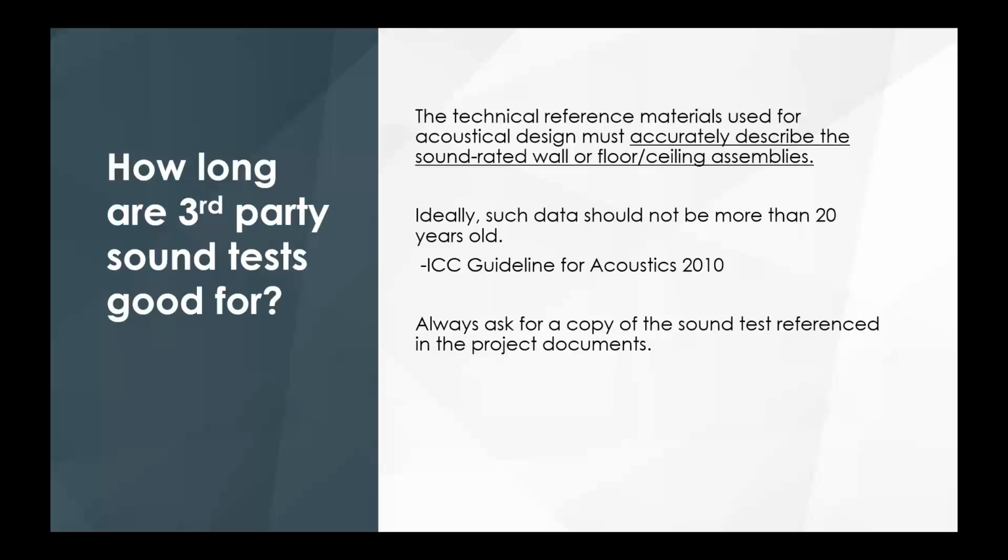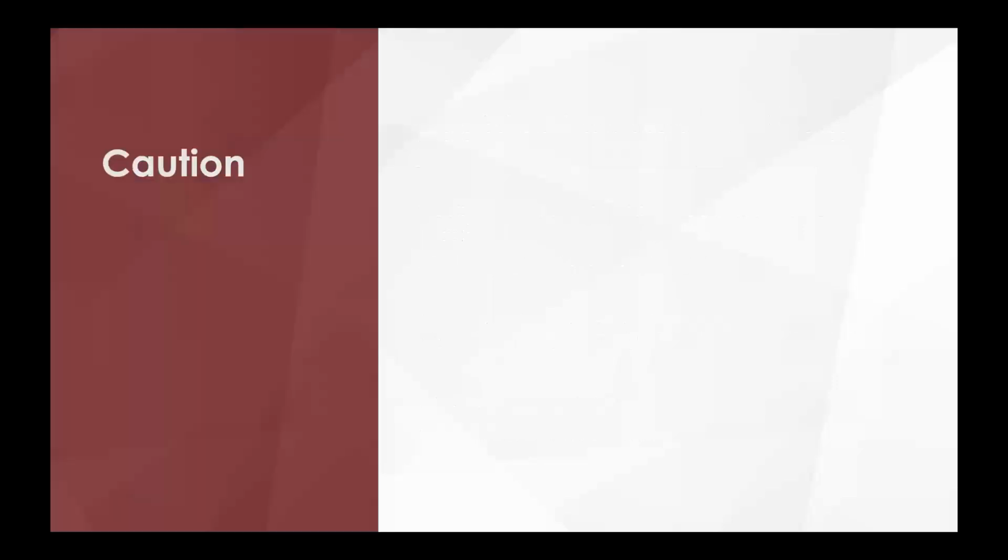If you've got a set of drawings that shows a wall assembly, and maybe it shows a third-party sound report, it'll just give the number. Ask for a reference, ask for a copy so you can read it, and then check the date and check the materials used. Make sure those materials are still available. Make sure you can build it that way. Make sure it was tested the way you're building it in the field.